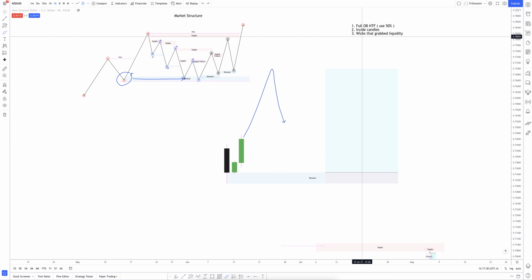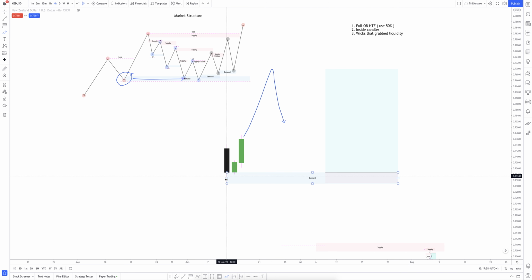All right. The second style is inside candles. There is an indicator that will show you inside candles. So just go up here on your TradingView, go to indicators, and search that up. Inside bars are going to be important. All right. And wicks that grab liquidity.